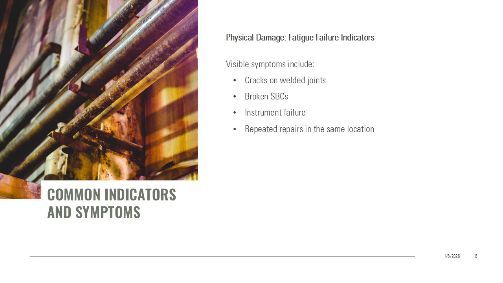Physical damage number 1, fatigue failure indicators. Fatigue cracks often appear at stress concentrations such as small-bore connections or welded tees. Repeated failures in the same spot are strong indicators of vibration-related mechanisms. Visible symptoms include cracks on welded joints, broken small-bore connections, instrument failure, and repeated repairs in the same location.